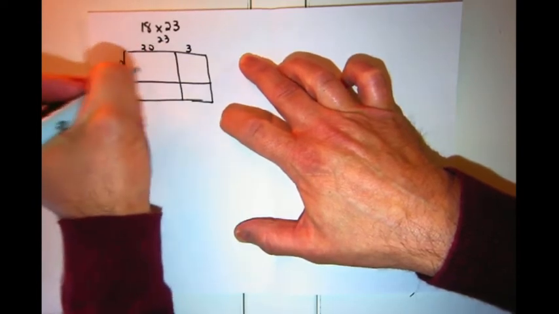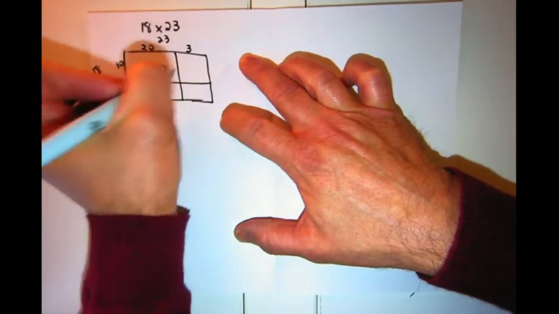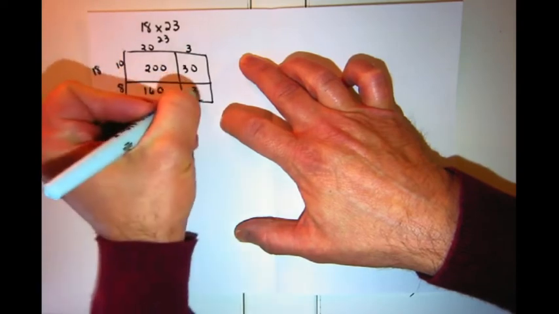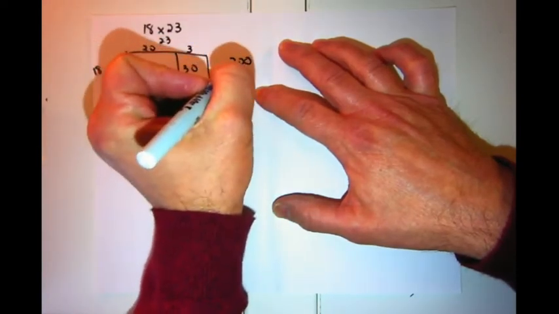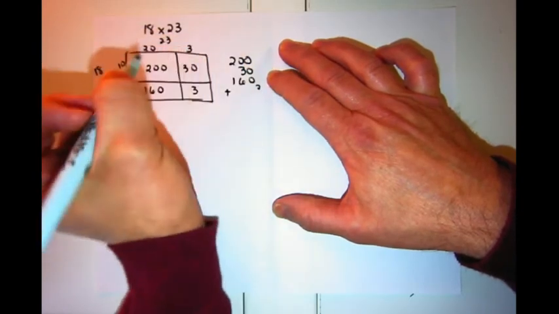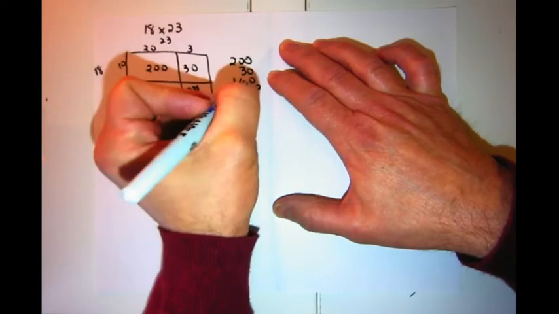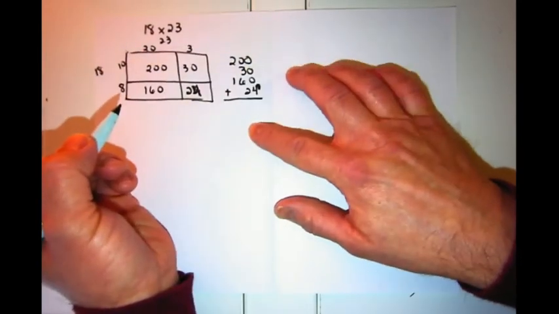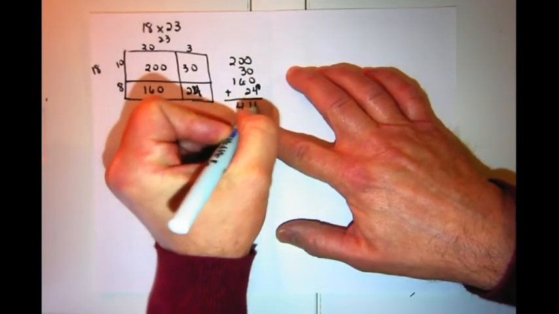If I look at the pieces of the rectangle and find the separate areas, this is 200, this is 30, this is 160, and this is 24. If I add all of that together with my partial products, I get 414.